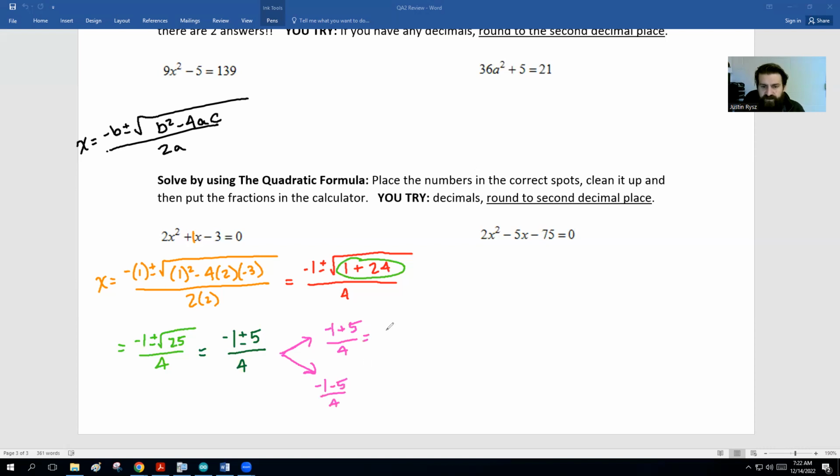Negative 1 plus 5 is 4. 4 divided by 4 is 1. So there's one solution. Negative 1 minus 5 is negative 6. And if we take negative 6 and divide it by 4, that is negative 1.5. There's your other answer.